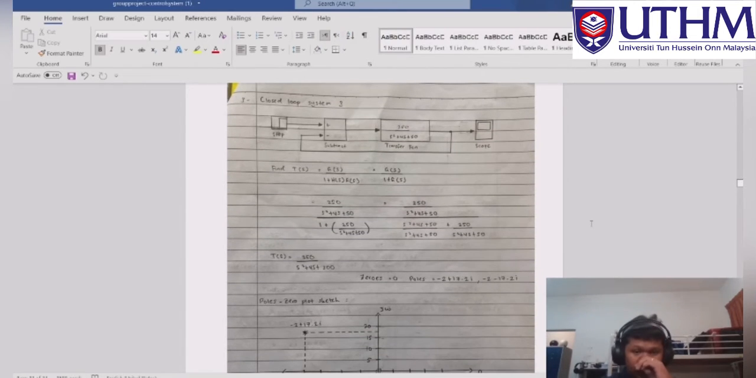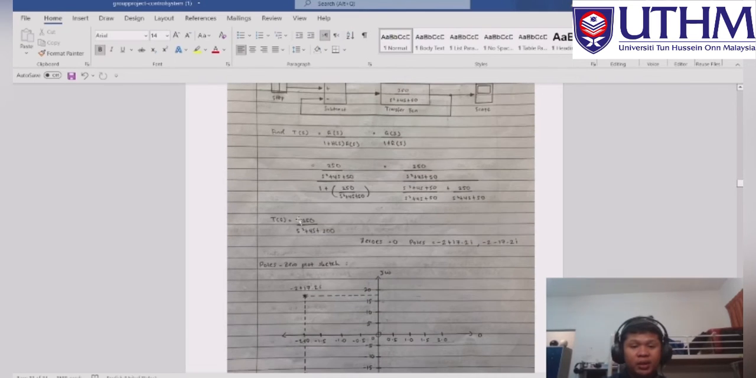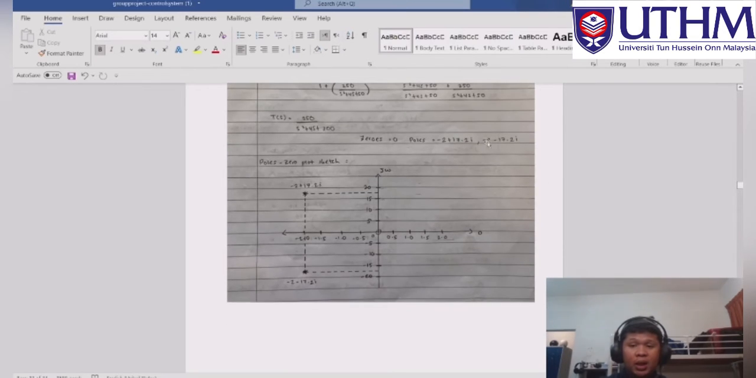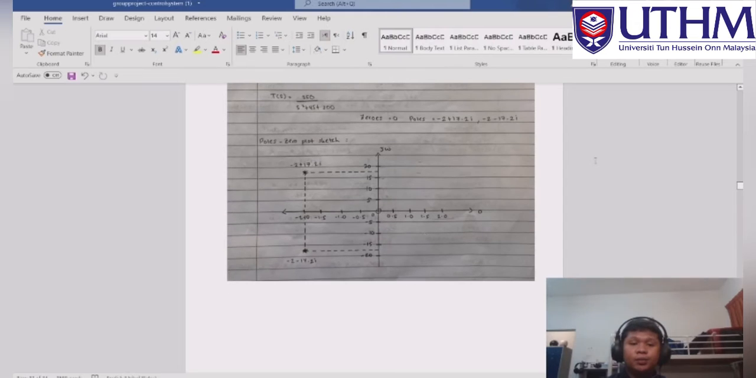For the third closed loop system, after doing calculation, we find out that TS is equal to 250 over S to the power of 2 plus 4S plus 300. So the zero is 0 and the poles are negative 2, positive 17.2i and negative 2, negative 17.2i. So if you are plotting from the sketch, here is the answer.